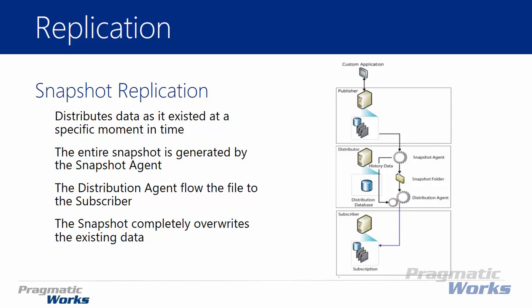Also, please keep in mind when the snapshot is being completed, the database is offline on the subscriber side. The publisher stays up and it's fine. The distributor stays up and it's fine, but that subscriber is offline during the snapshot. Essentially, it's what you would do to sync a transactional replication.